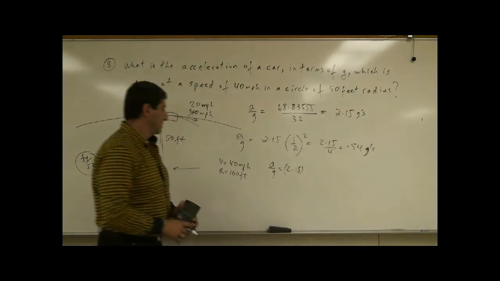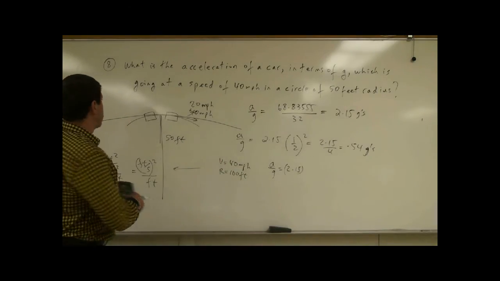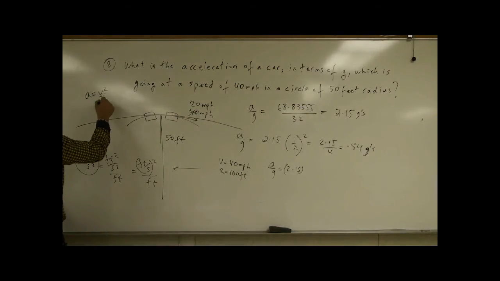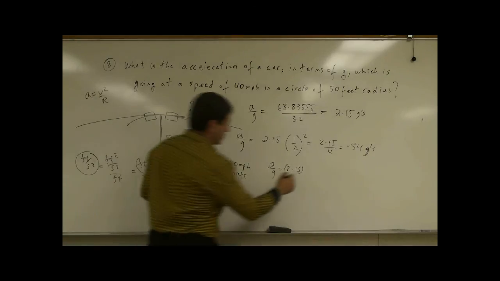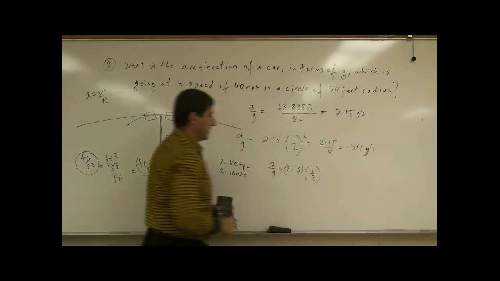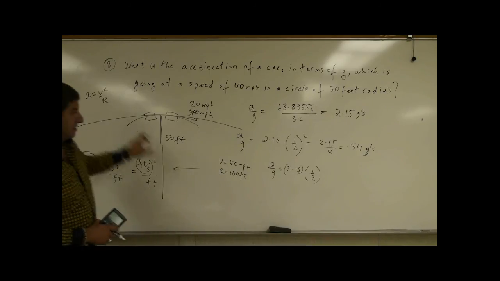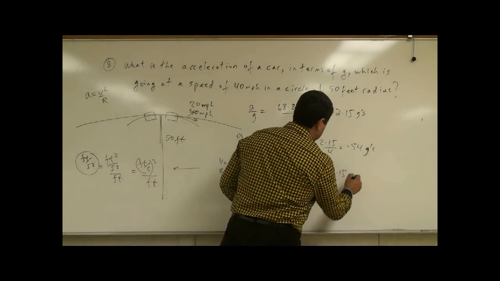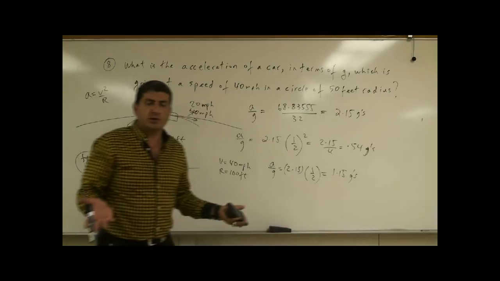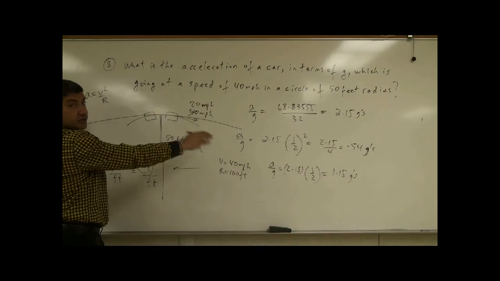A over G was 2.15. What have I done? I've kept the speed the same, but only doubled the radius. The equation for acceleration is V squared over R. So the new ratio is going to be 1/2, because the radius is now twice the original and it's in the denominator. This time it's going to be 1.15 G's. This is only about 1 g of acceleration, because it's a gentler turn, not as sharp.